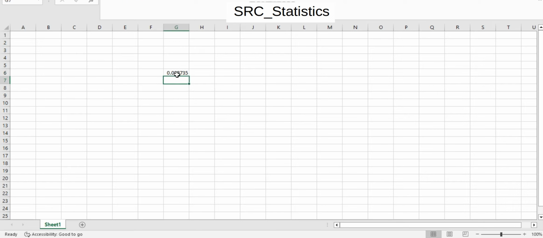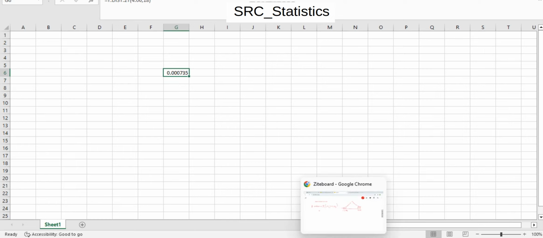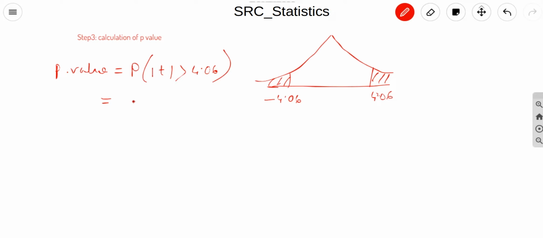Okay, so this comes out to be the exact p-value, 0.000735. So p-value is 0.000735, or we can put it like this, 0.0007. Now we go to decision.